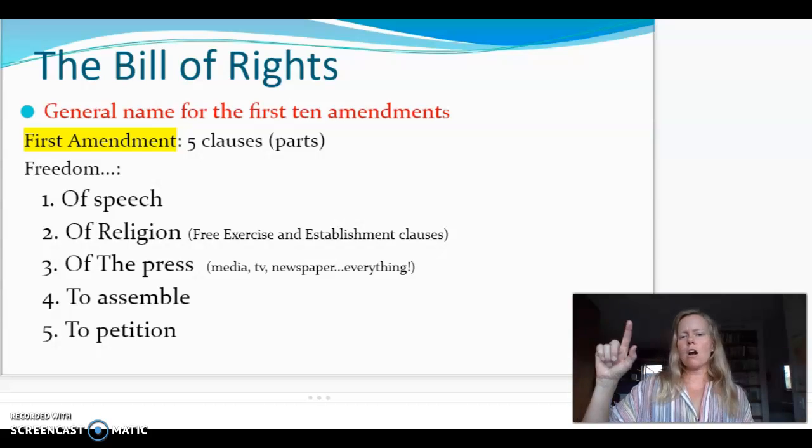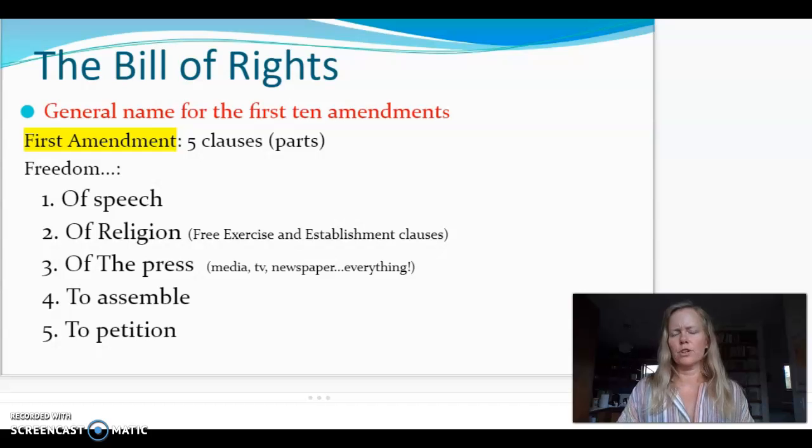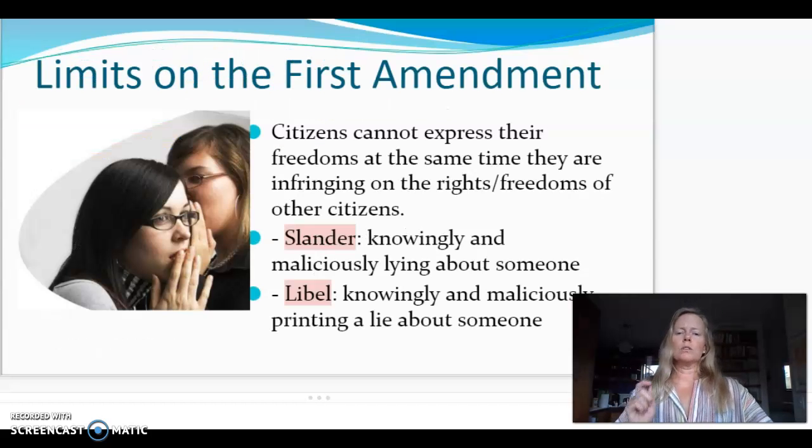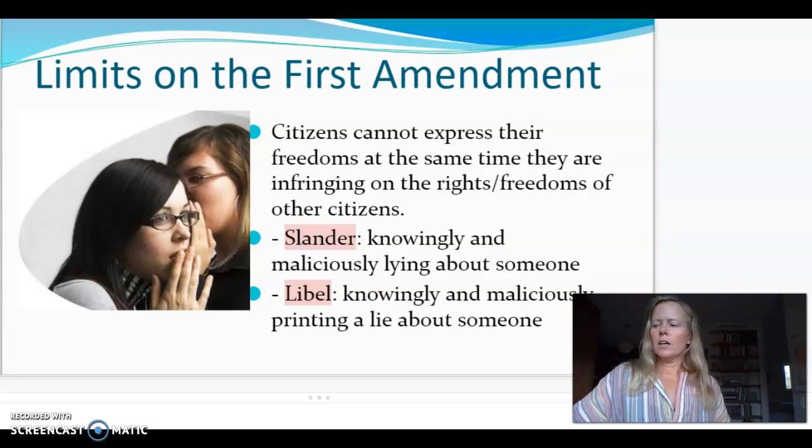Okay, so RAPPS: religion, assembly, press, petition, speech. If you can remember that acronym, you can remember these. All right, let's look at the limits on the First Amendment.